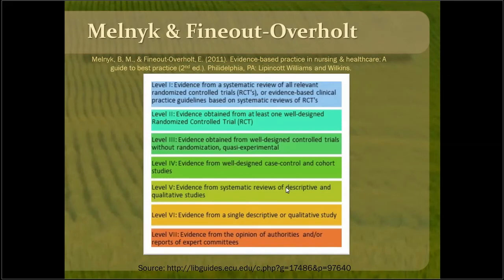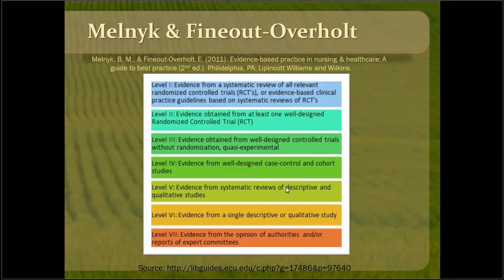Very similarly, we have the Melnyk and Fineout-Overholt levels of evidence as well. Again, level 1 at the top, we're looking at systematic reviews, meta-analyses, etc. that happen towards the top. And then as we move down, we have single randomized controlled trials, and again, moving towards the bottom of the strength of evidence is expert opinion.